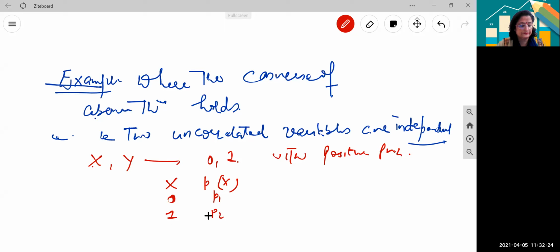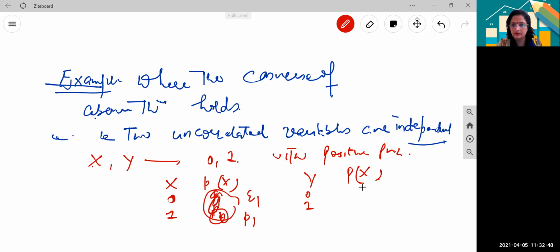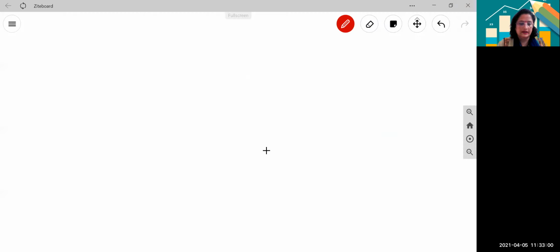Okay? Similarly, here y is 0 and 1 and actually we didn't give exactly what p1 and p2 are. We will assume the probability of success is p1 and the probability of failure is q1. So this is p1 and this is q1. Same here, this is q1 and this is p1. So I have made the table.